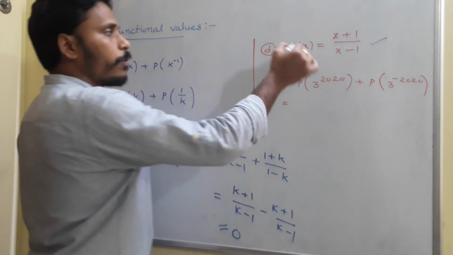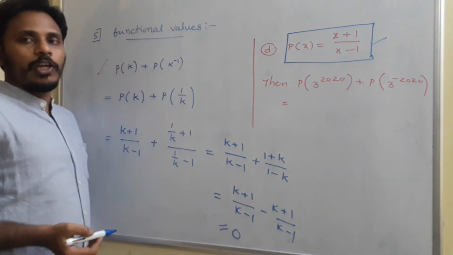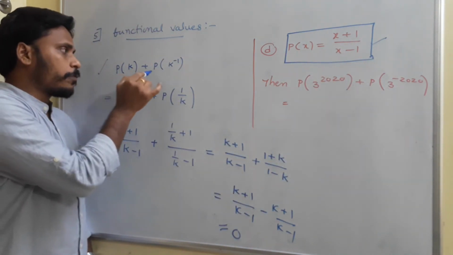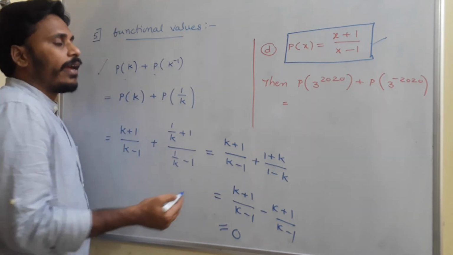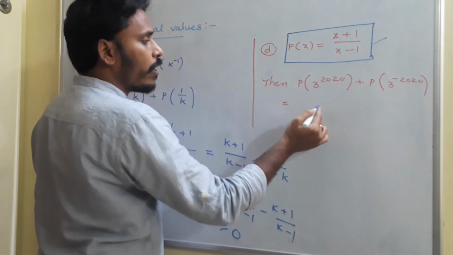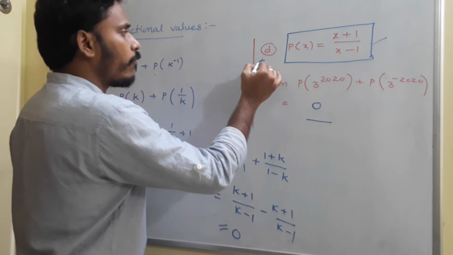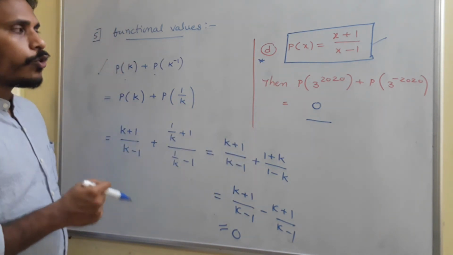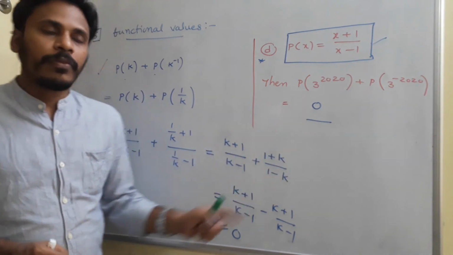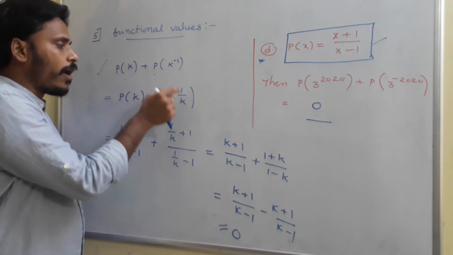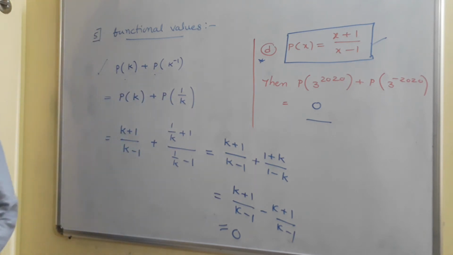So for this function p of x equals x plus 1 by x minus 1, take any constant k, and p of k plus p of k power minus 1 gives you 0. So with this idea, directly we will say that the sum of these two functional values is 0. No need to do further. So this is a somewhat special function, a special rule. Usually they give you these type of simple problems, where you calculate p of k and p of 1 by k. If you add, the result is 0. Just have a look.